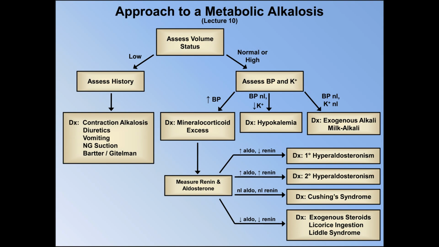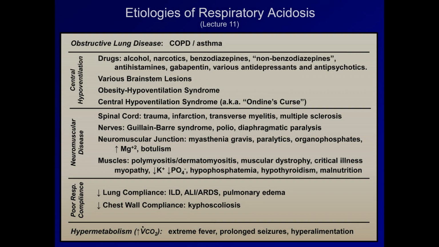The approach to a metabolic alkalosis starts with assessment of intravascular volume status. If low, the history usually will provide the correct diagnosis. If volume is normal or high, the next step is to assess blood pressure and serum potassium, which will help distinguish between mineralocorticoid excess, hypokalemia, or exogenous alkali intake. The etiologies of a respiratory acidosis were too numerous and varied for a simple algorithm, though obstructive lung disease, drug toxicity, and the obesity hypoventilation syndrome are all much more common than the others and should be investigated first.